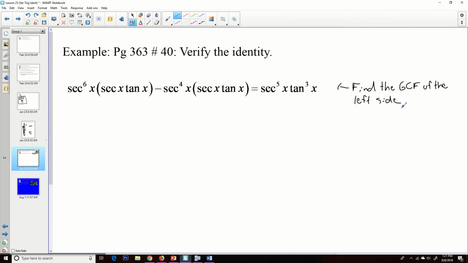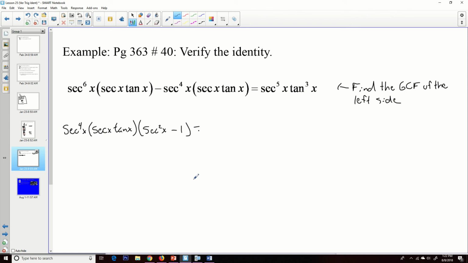So pause here and take a second to think, what is the greatest common factor of both sides? Just real quick pause. All right. Hopefully you all came to the same conclusion, and the greatest common factor of this term and this term is secant to the fourth x times secant x tangent x. Now, when I divide secant to the fourth x, secant x, tangent x out of this term right here, I get secant squared x. When I divide secant to the fourth x times secant x tangent x out of this term, I'm dividing the whole thing away, so that's just minus 1.